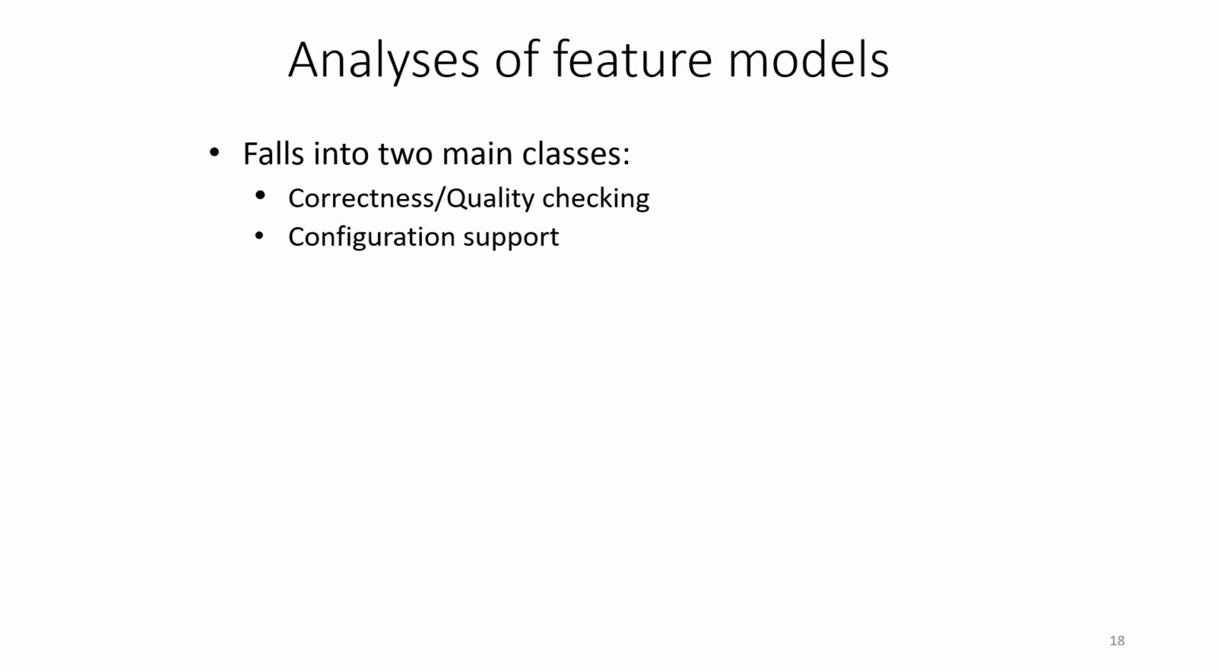But we're now interested in analyzing these kinds of models. So there are two main ways of analysis that are done on feature models. One is we want to check the correctness or quality of the feature model. This means that we're checking the model itself, whether it makes sense. So what could go wrong with the feature model? Why would we have to check it for quality or correctness? What would it mean for a feature model to not be correct?